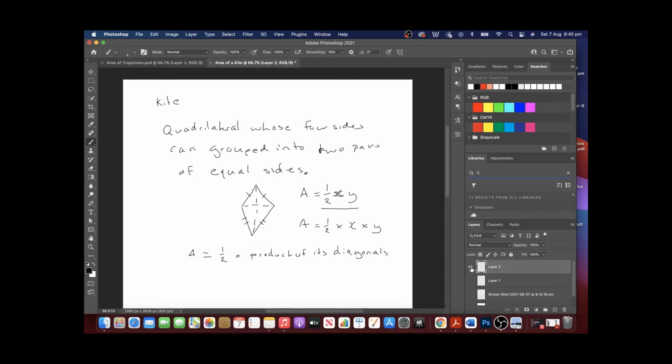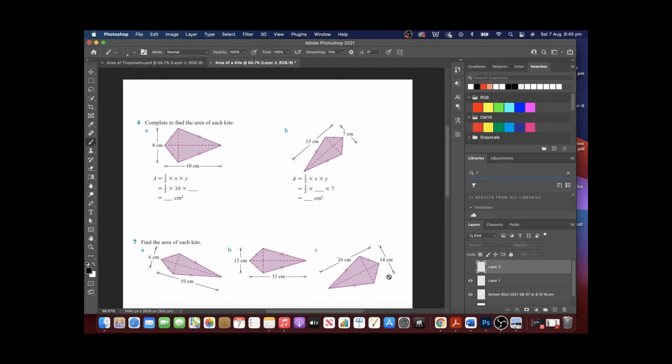Let's look at some examples. So we're asked to find the area of each kite, and it's kindly given us the formula. As we can see here, this 10 corresponds to this diagonal, and this 8 corresponds to this diagonal. So we know that it's half times 10 times 8, so half of 80 is equal to 40 centimeters squared.